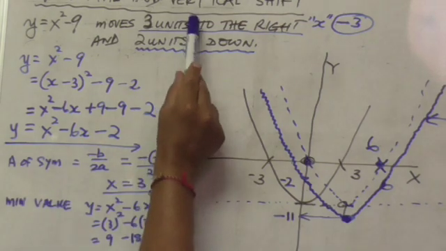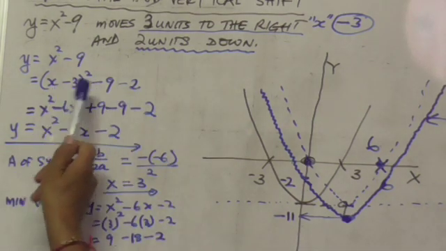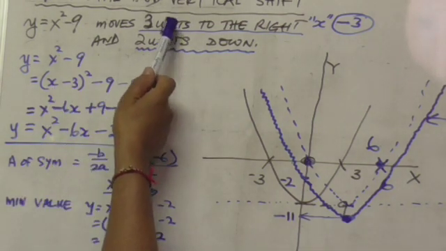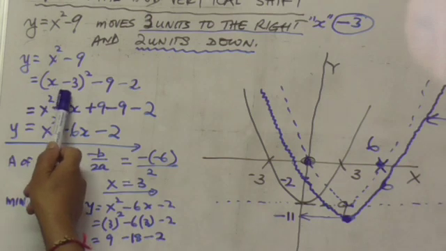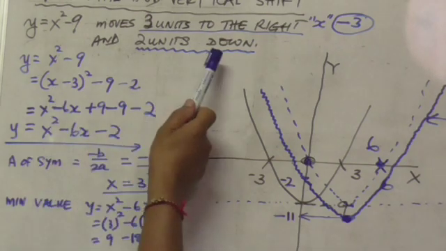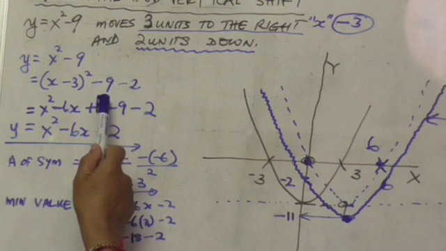So remember, when there's two movements, there's two changes. The horizontal movement affects the x. The vertical movement affects the y-intercept.